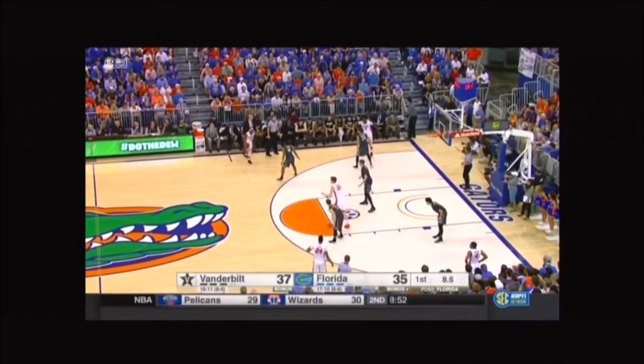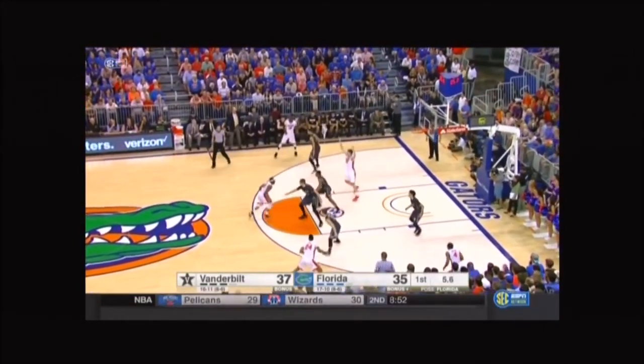Now that you've learned all the physics behind this amazing shot, take a second look and see how impressive it really was.